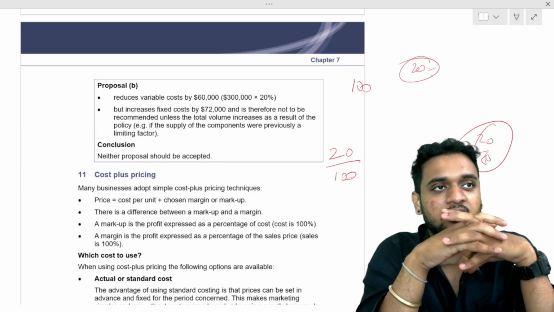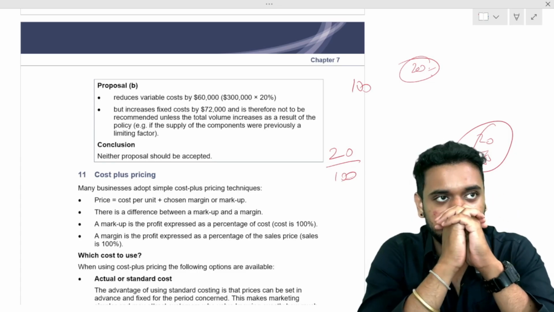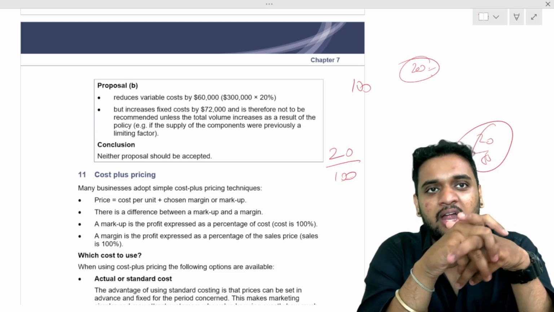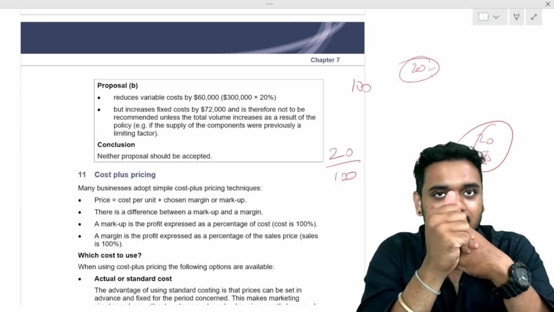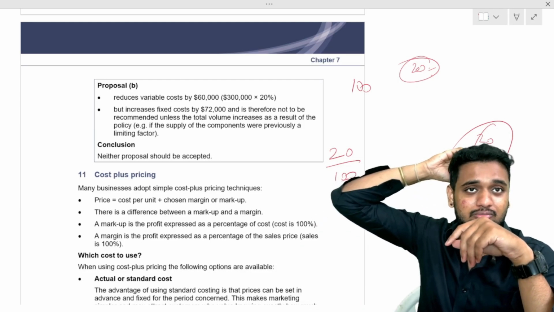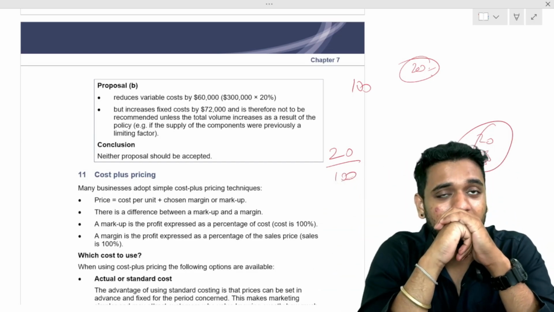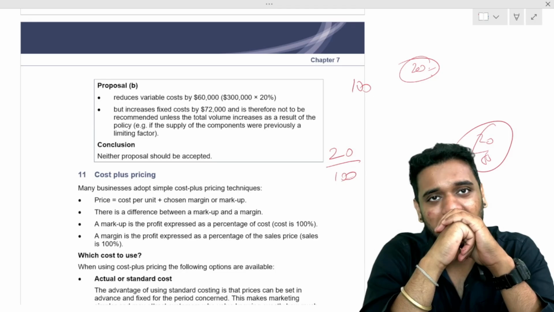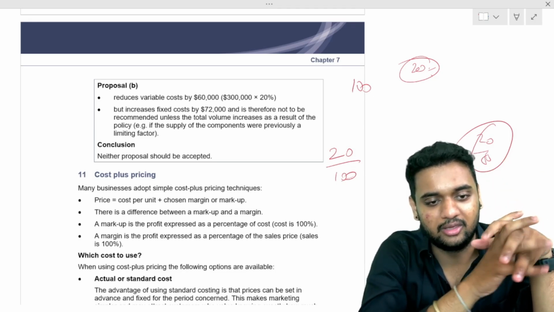Markup is 20%. Find the margin. 20 divided by 120, which is 100 plus 20. Add it. Denominator, is it add or subtract? You have to know. So margin to markup you will subtract. Markup to margin you will add. All understood. Now everything will be a cakewalk to us.